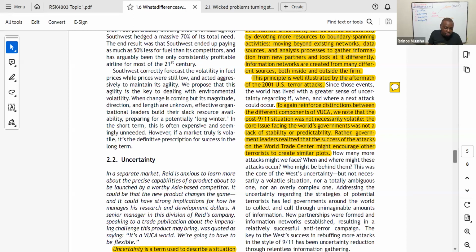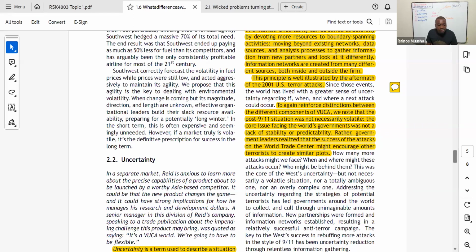But when a situation is volatile, you know something is going to happen, but you don't know how quickly it's going to happen, and you don't know exactly to what extent you are going to be affected by that particular situation when it plays out. But with a situation of uncertainty, you don't really know whether something is going to happen or is not going to happen.